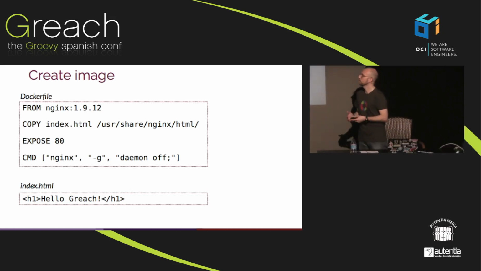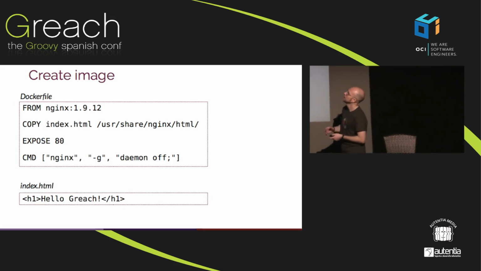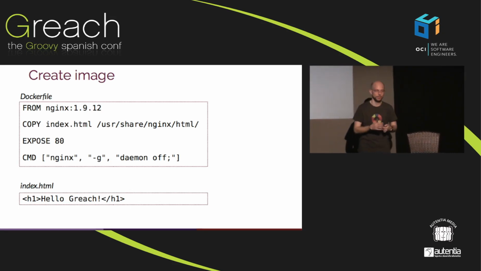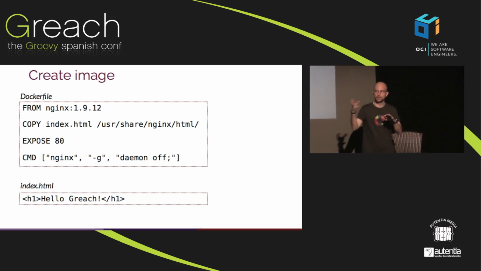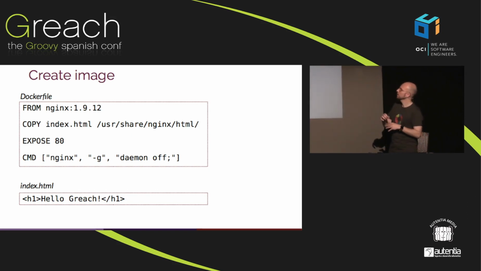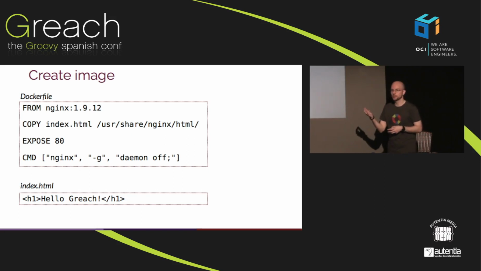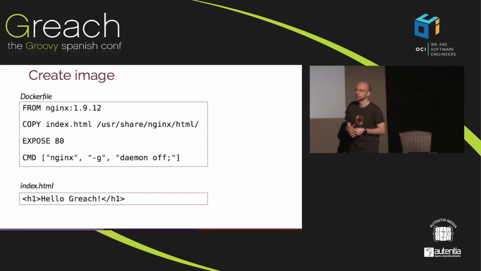So we need to define a Dockerfile. And here we are saying, from that image, Nginx, and this version, which is the latest stable version, you are going to download this image, and you want to copy your local index file to that path. This path is the default for Nginx. You want to expose port 80 because 80 is the default port for a web server. And at the end, you want to execute this command to start Nginx. And this index HTML file is just that simple, hello Greach.